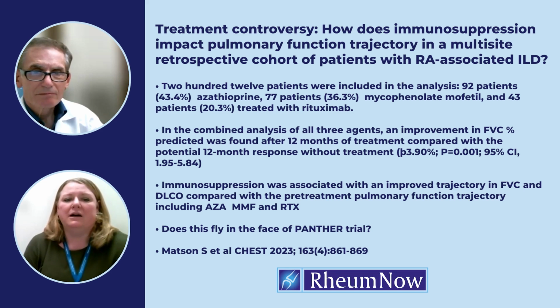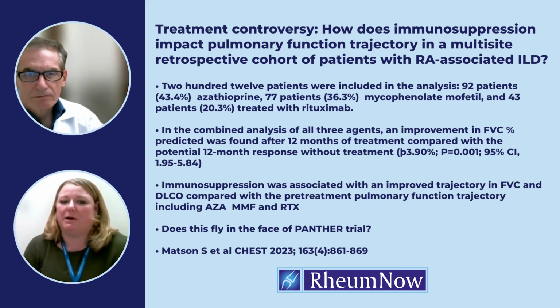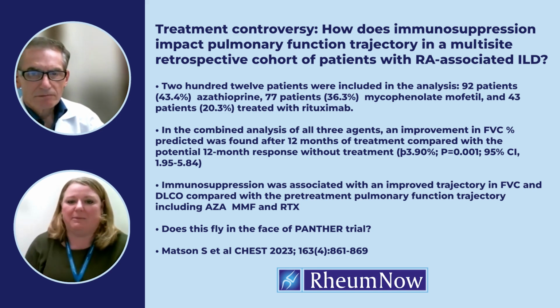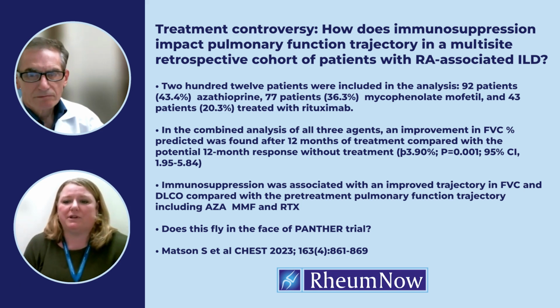There is some data looking at a couple hundred patients included in this analysis of patients with RA-ILD. About 90 patients were on azathioprine, so about 43% on azathioprine, 36% on mycophenolate, and 20% on rituximab. They analyzed how patients did on immune suppressive therapy versus not. What they found was an improvement in the forced vital capacity percent predicted after 12 months of treatment with one of these agents, about a 4% predicted improvement.